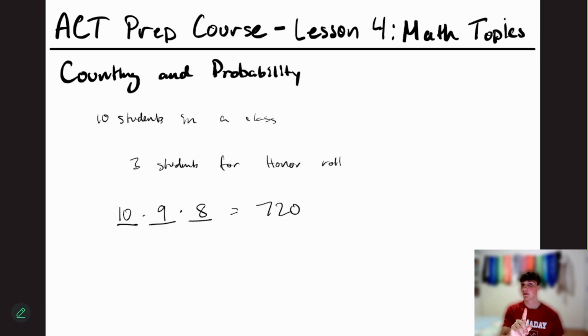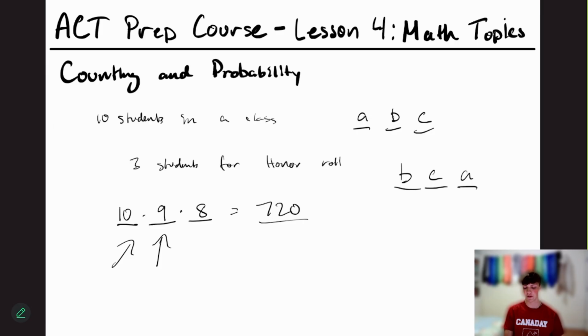But wait, let's imagine I pick student A, B, and C in that order. I picked A first, and then B, and then C. Okay. Is that different than me as the teacher picking B, and then C, and then A? Right? Because in our permutations, that's a different combination, right? We picked a different student for this one, a different student for this one, a different student for this one. So definitely not the same one of the 720 permutations.